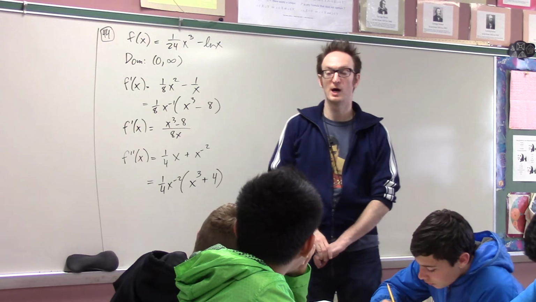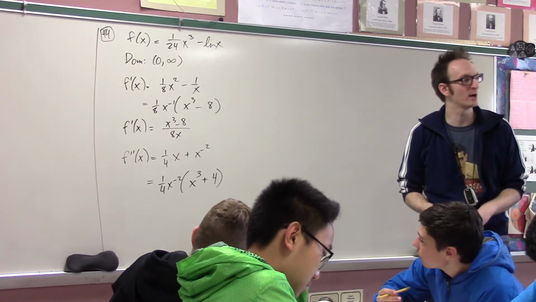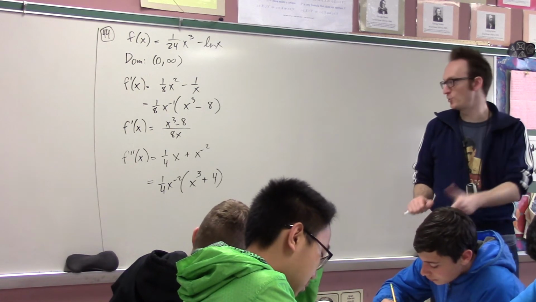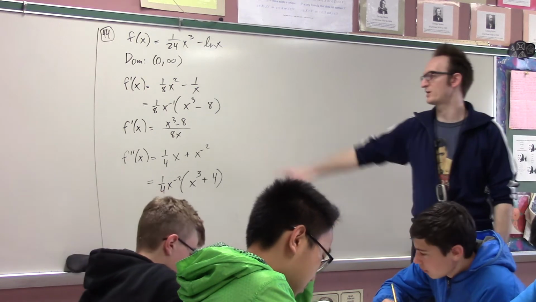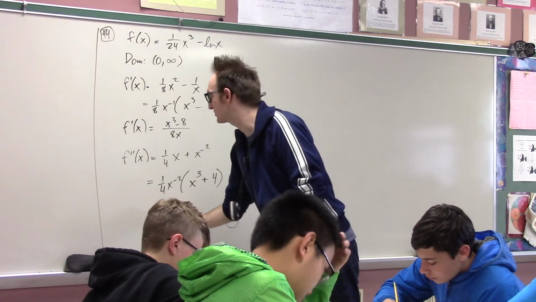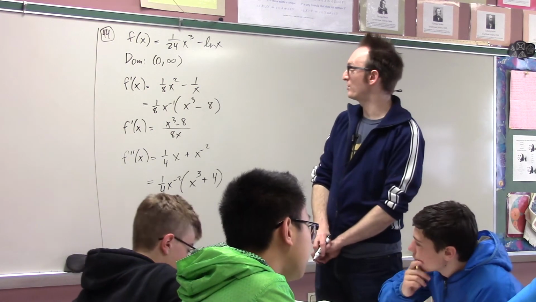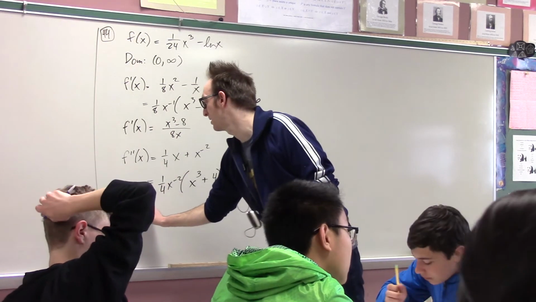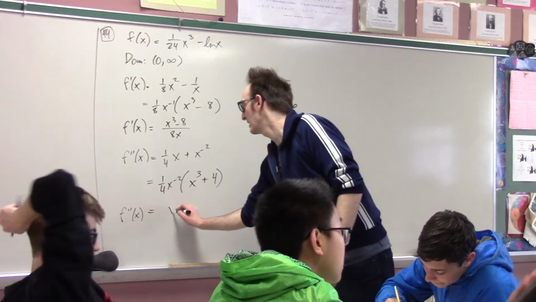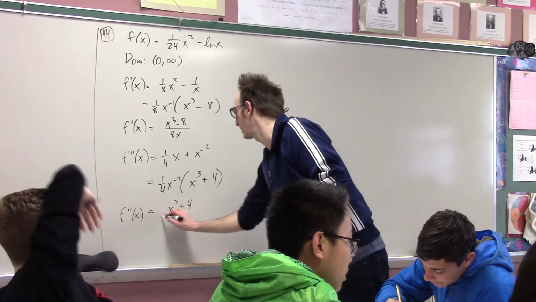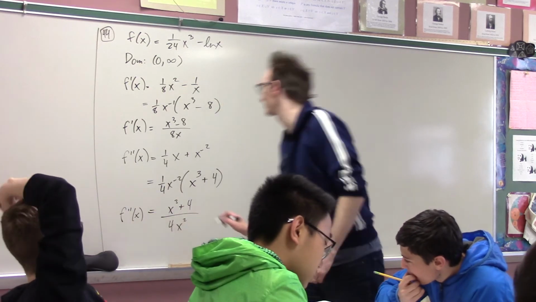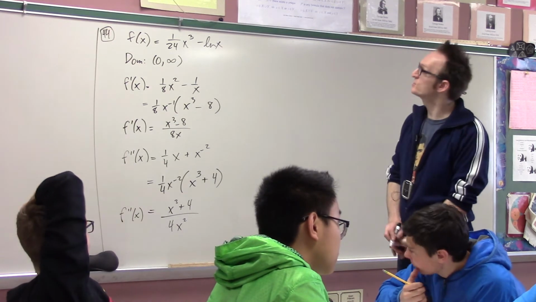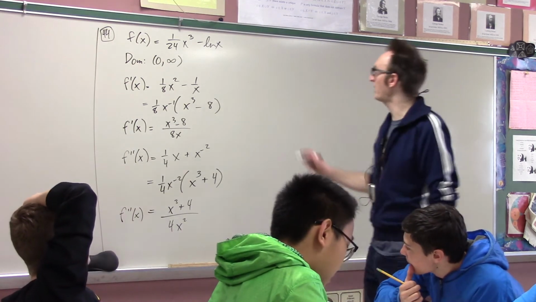Cool? Cool. All right, so there's multiple skills going on here. 1, being able to differentiate correctly. 2, being able to factor and put it in nice forms, and then you have to also make the sign charts. All right, so the most helpful form to have the second derivative in for sign chart making is x cubed plus 4 over 4x squared.